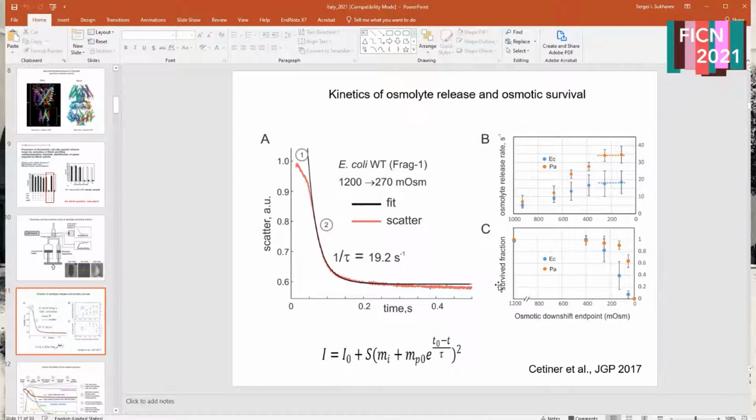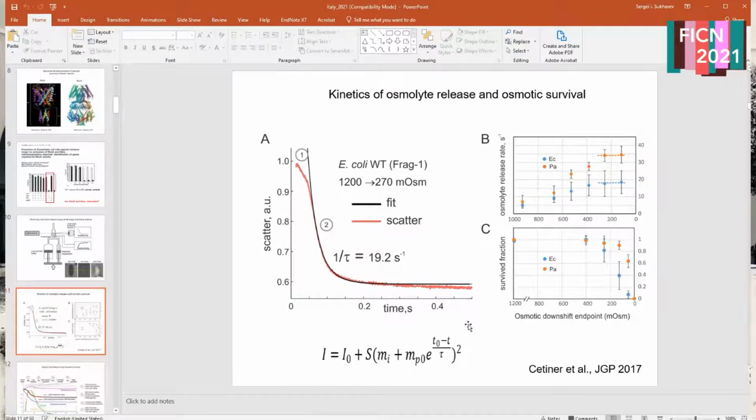It may fluctuate a little bit on a longer time scale due to some regulatory processes, but nevertheless, that's the major stretch of the curve that we are interested in. So the scattering is a square function of the mass of the internal osmolytes that are stored inside the cell. They're split here into a permeable part, which exponentially leaves the cell. And therefore, the scattering signal is a square of the exponent. That's how it is fit.